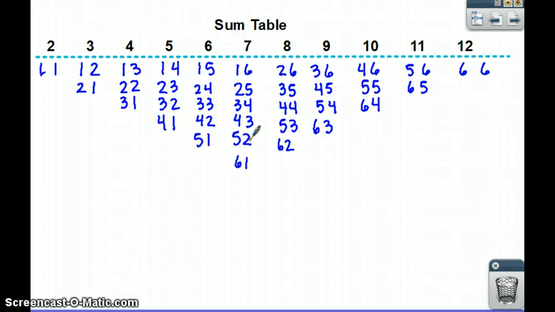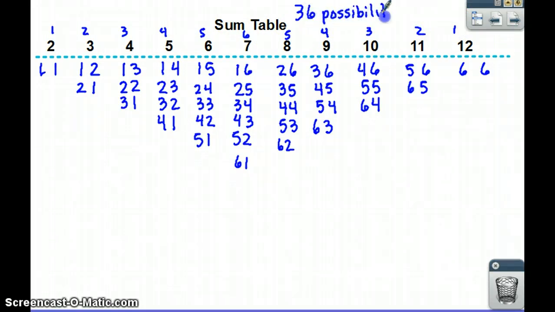Now let's see how many possible combinations we have here. There's 1 here, 2, 3, 4, 5, 6, 5, 4, 3, 2, 1. If I add all those up, there are 36 possibilities that can happen. So let's use that to answer some questions. We'll keep coming back to this chart.